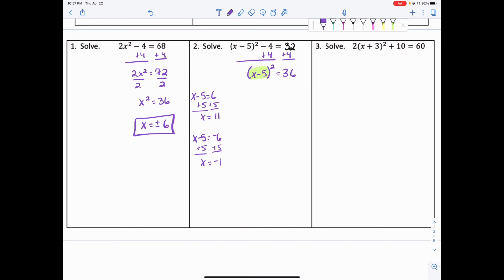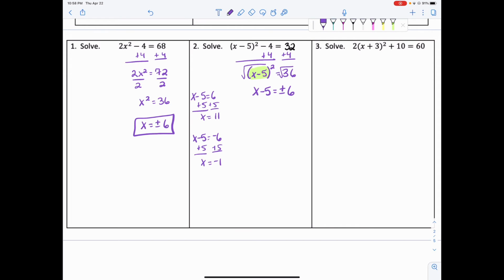But we could also solve this a different way. We could think about it also as taking the square root of both sides. Remember, squares and square roots undo each other. They're inverse operations. So if I wanted to get rid of the square, I would take the square root. And when I do that, I get x minus 5 equals, now we've already said it could be a 6 or a negative 6. And then sometimes people will write that as plus or minus 6. And then we could actually work that problem with that plus or minus in there.